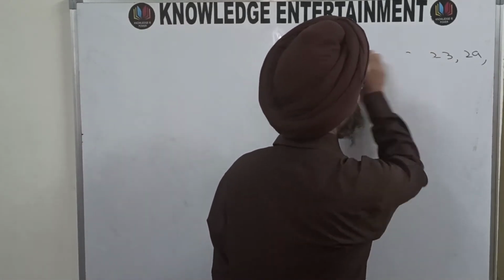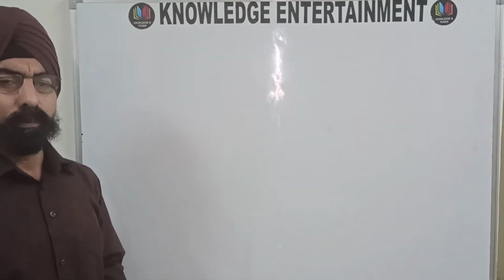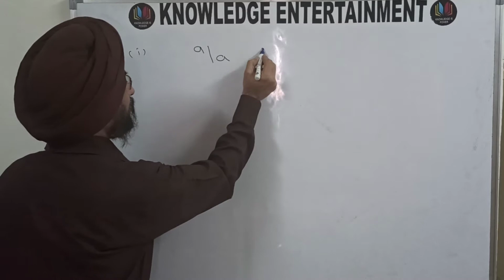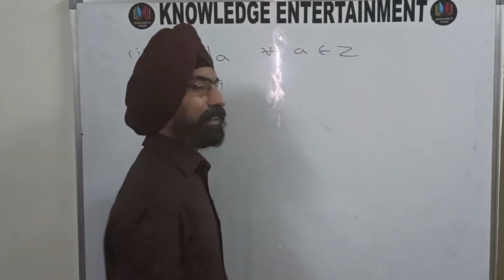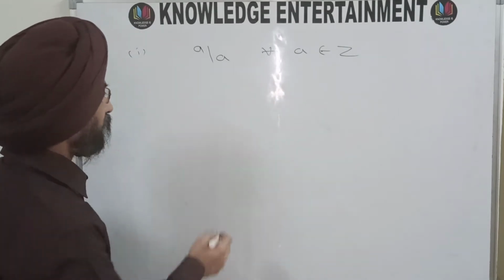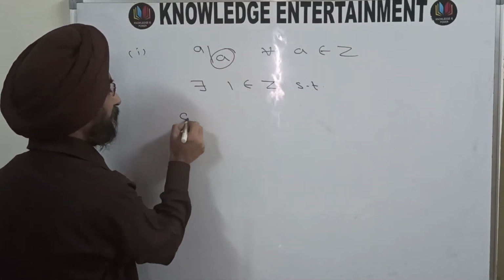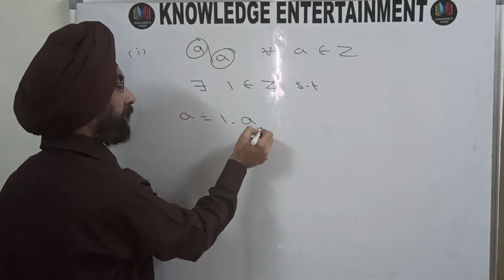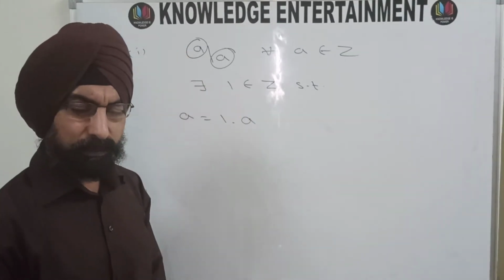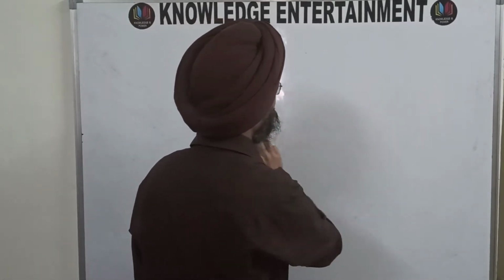So these are the basic definitions of prime numbers and composite numbers. And then we will move on to two or three very easy properties of divisibility. The first one is that A is divisible by A for every A in the set of integers. Every integer is divisible by itself. Why? Because there exists the integer 1 such that A is equal to 1 times A. So it shows that every integer is divisible by itself. So the property is reflexive.